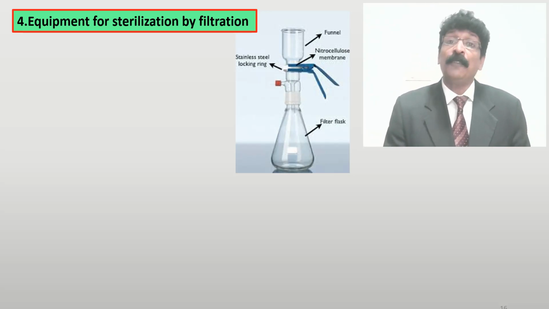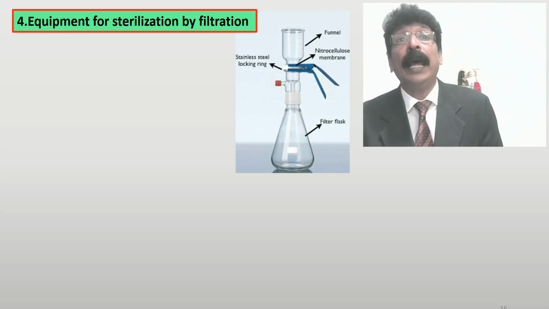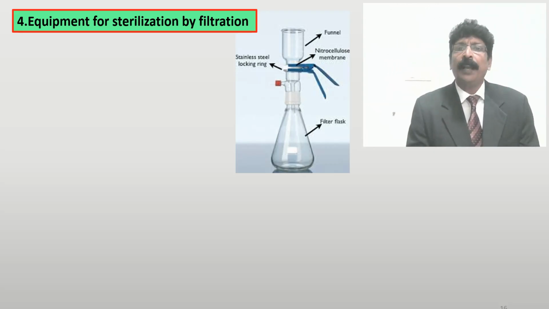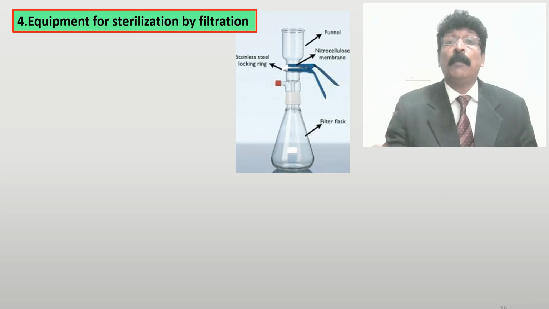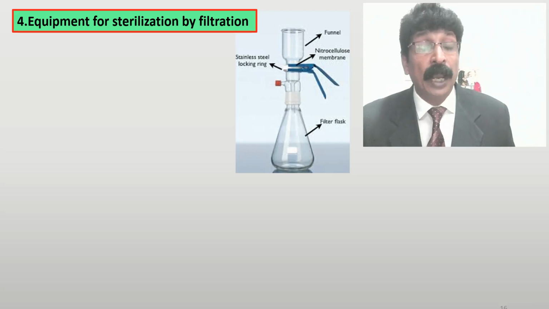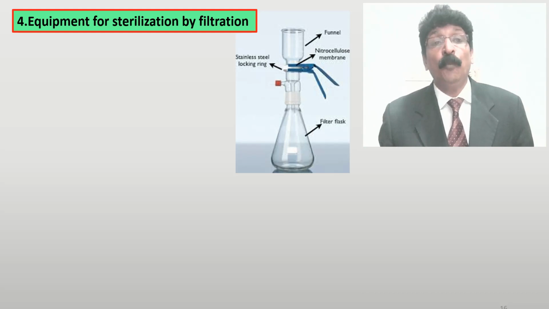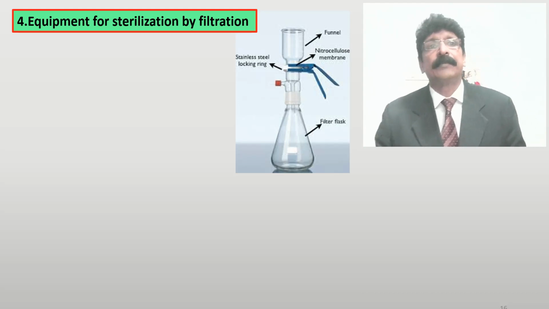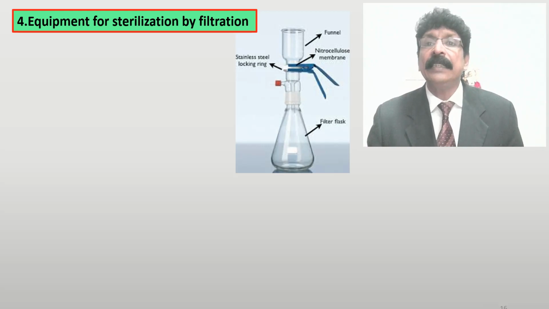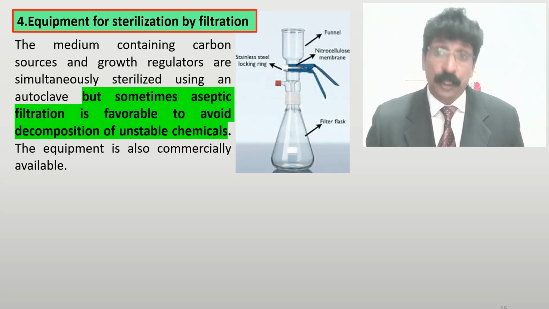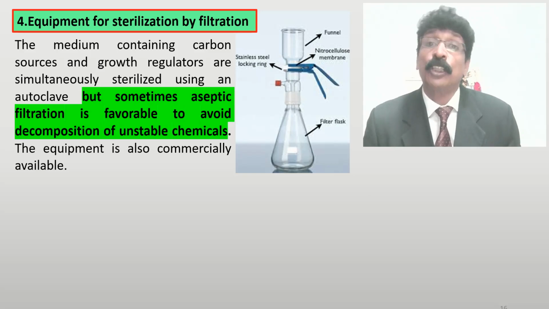That is a Buchner funnel, which can be connected with a stainless steel lock ring where a very fine nitrocellulose membrane is placed, and there is a rubber red color tube which can be connected to the vacuum, and a filter flask where the filtrate will be collected. So this is a very interesting microfiltration instrument. A vacuum pump is needed, which is not shown in the picture.